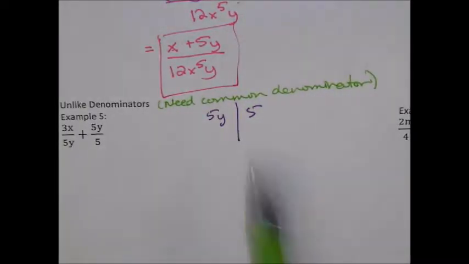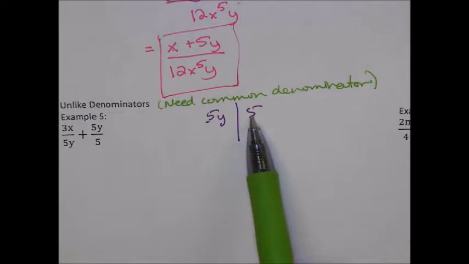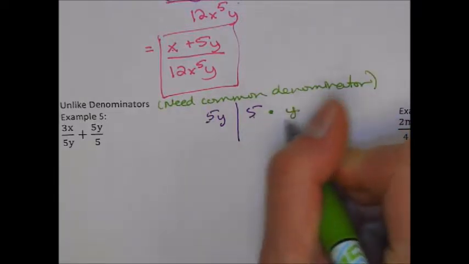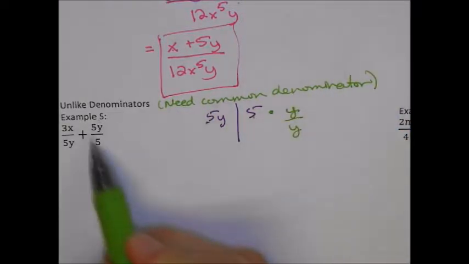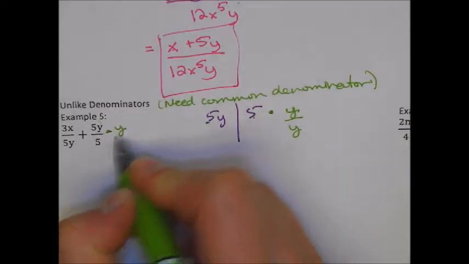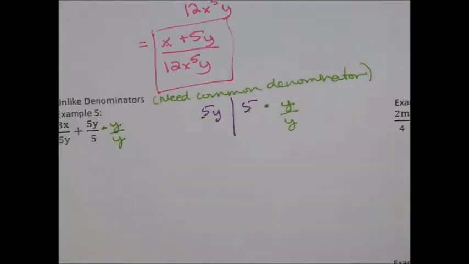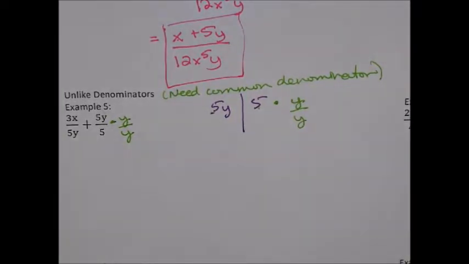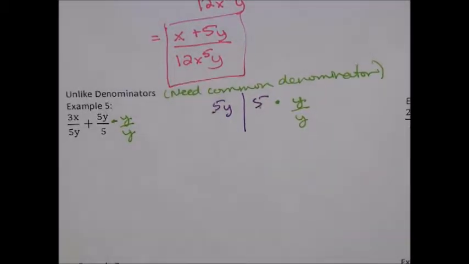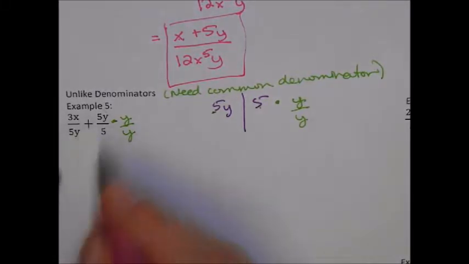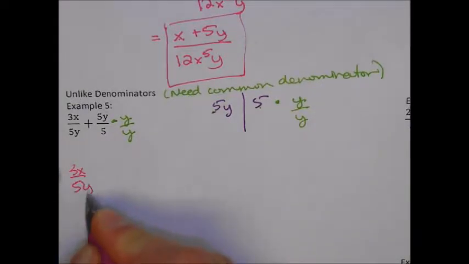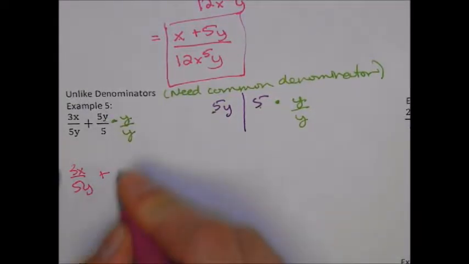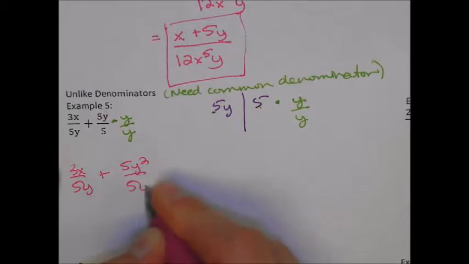What one am I going to need to change? Well, I'm going to need to multiply this one by a y. So I'm going to multiply by y over y. Doing that will give me a denominator of 5y, which is the same as this one. So on top, I have 3x over 5y plus 5y times y is 5y squared over 5y.